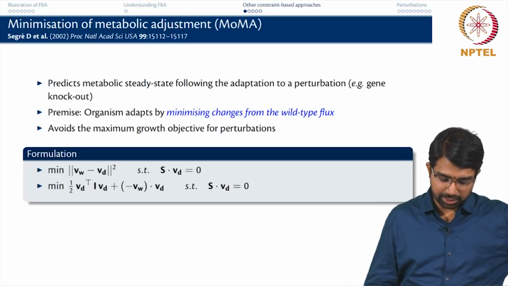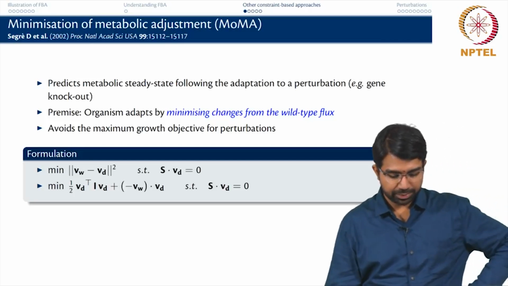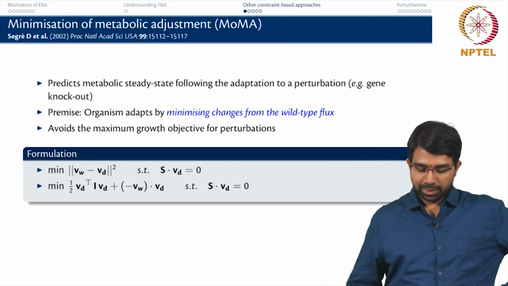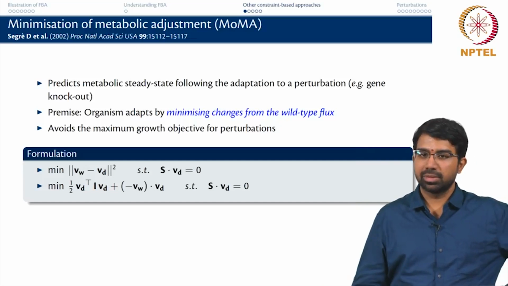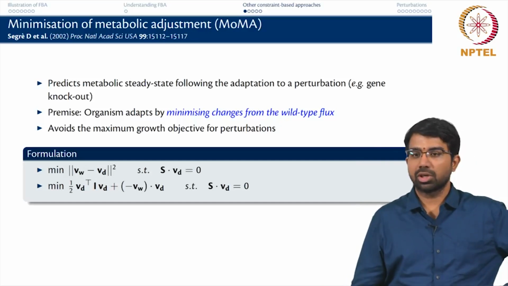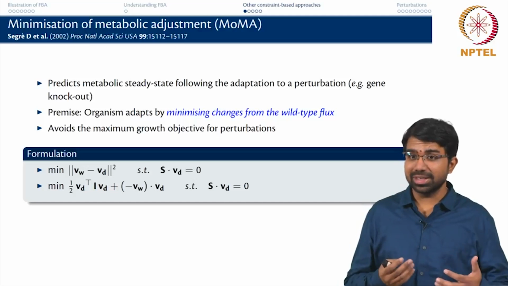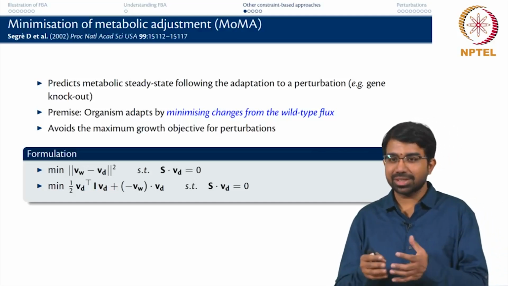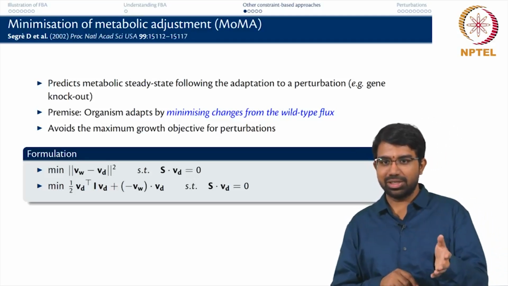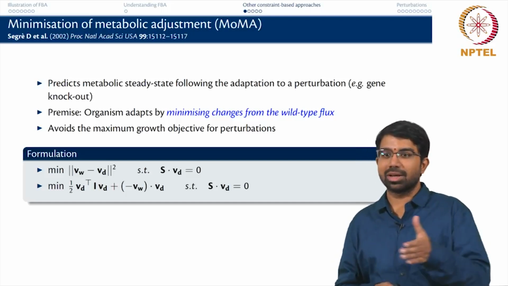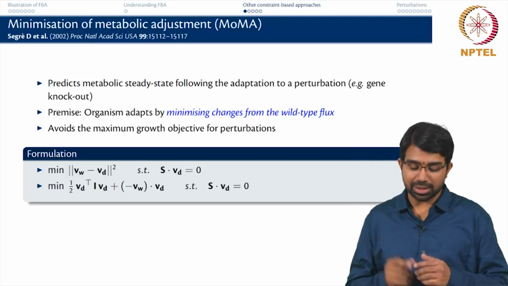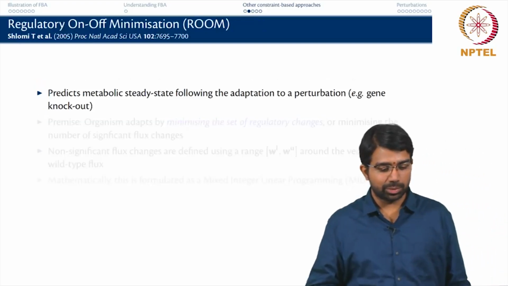So the formulation is this. Remember, of course, Sv equal to 0 always, inviolable stoichiometry constraints. We are talking about steady states, so there is some change you have inflicted like a deletion. Do we have a new steady state or are we still in the transient state? That is a good question. We will come back to that in a moment.